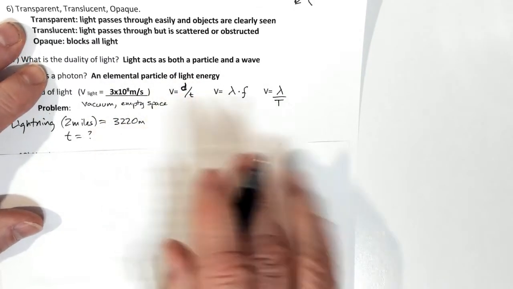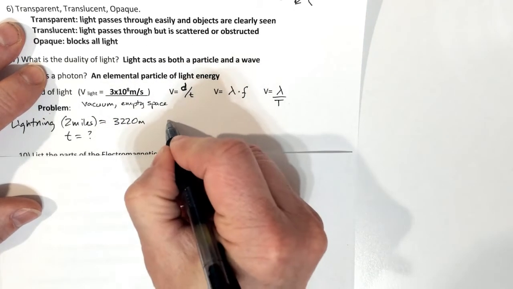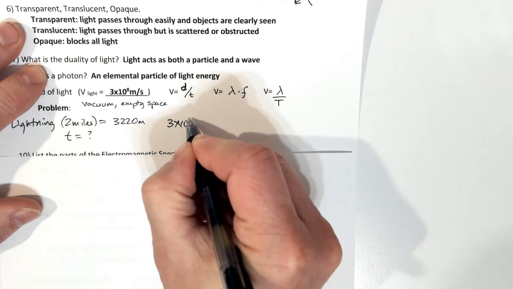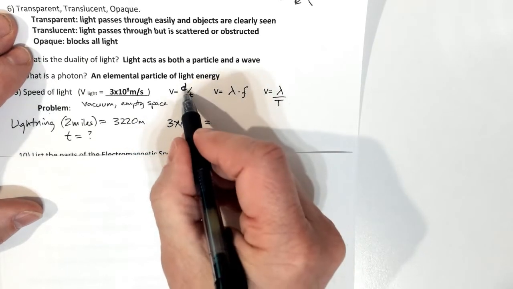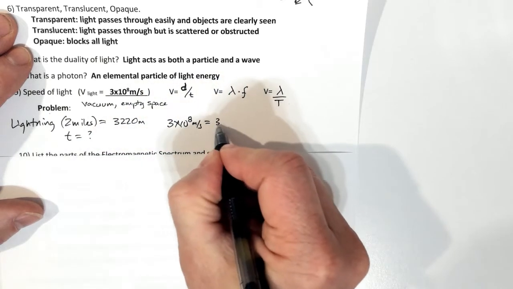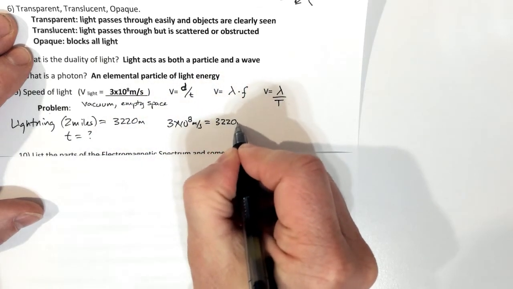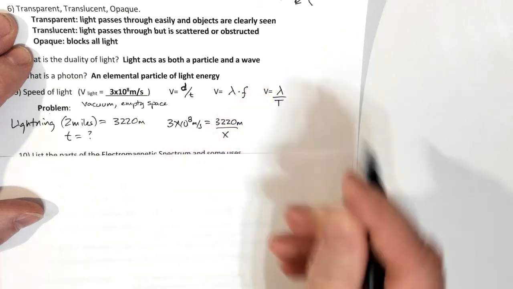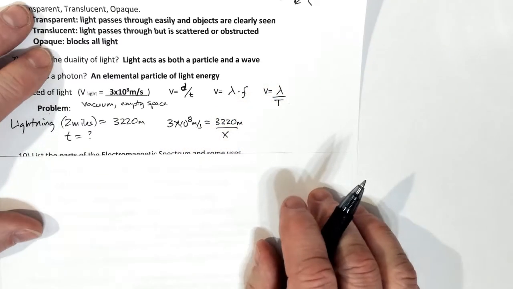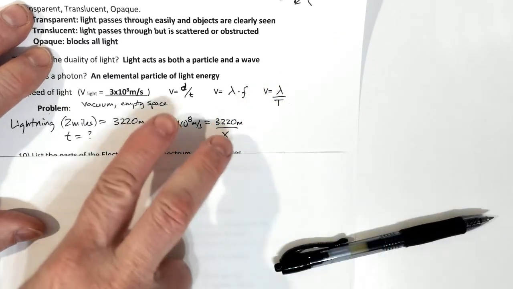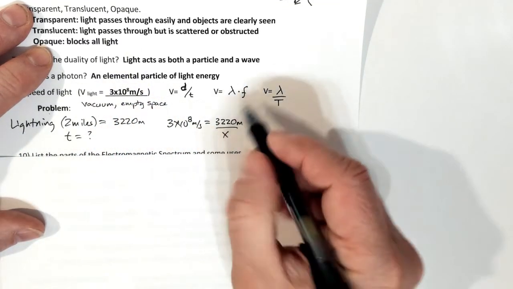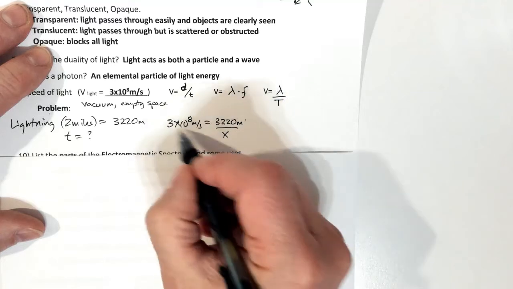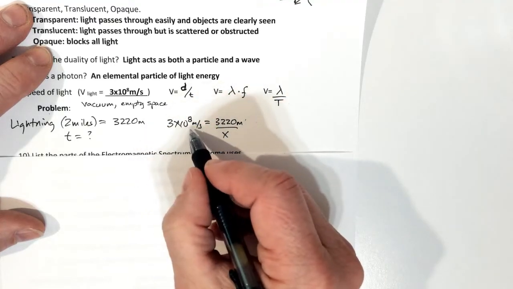Well, let's plug our numbers in. We have speed, which is 3 times 10 to the 8th meters per second, equals distance, which we know is 3,220 meters, and we want to find the time. So how do we get x on top? Well, the best way to do that is to switch these two numbers. You can do that because I can multiply both sides by x and then divide both sides by 3 times 10 to the 8th.